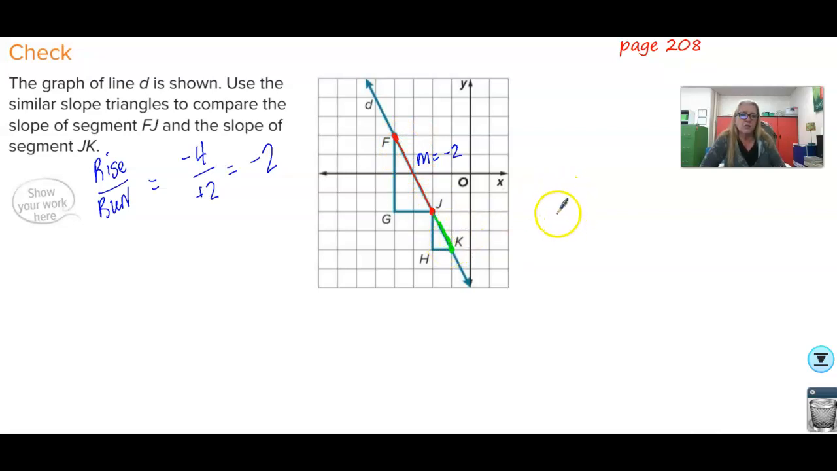Okay, what about the slope of JK? All right, while traveling from J to K, we have to go down 2, so the top number is -2, and right 1, which is +1. Which also reduces to -2, right? So we're comparing the slope of this one to the slope of this one. They're exactly the same, which is what we expected.